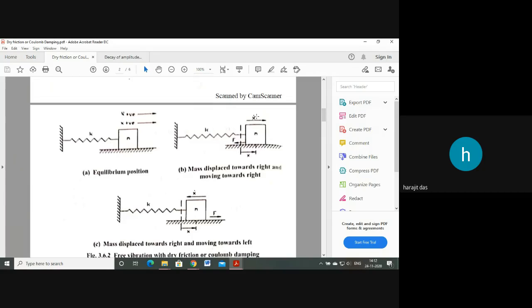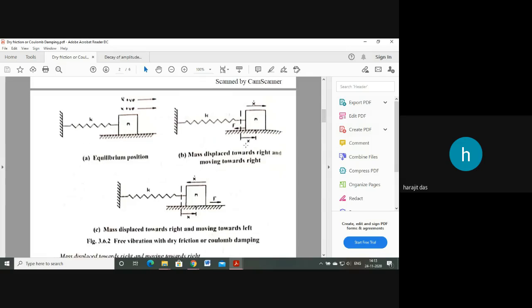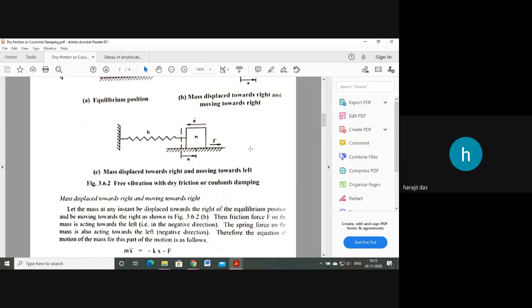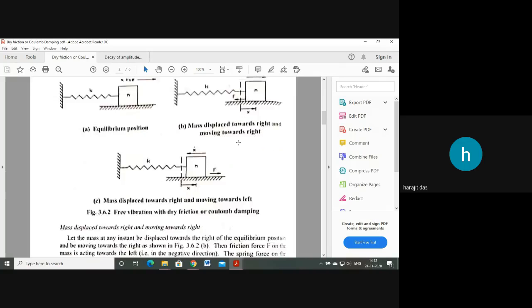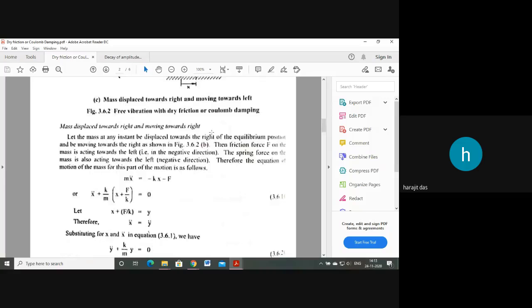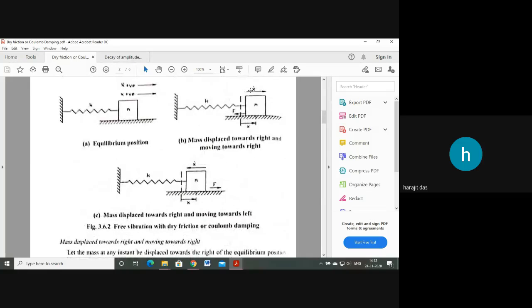In this condition, how can we analyze the system? When the system is moving towards right, the frictional force will act opposite to the direction of motion of the body. So this is F, which is acting, and it is shown by this arrow mark. Understood? Now we can apply Newton's second law of motion for this system. The mass is displaced towards right and moving towards right. So what are the forces acting on the system? The first force which will be acting is an inertia force.